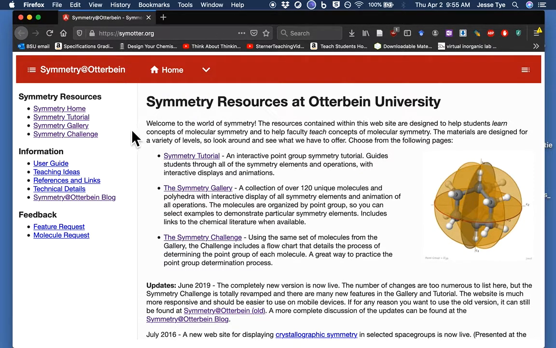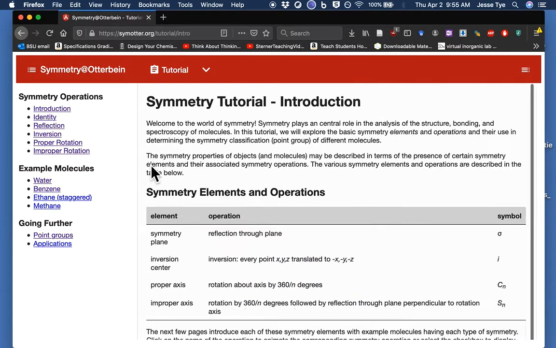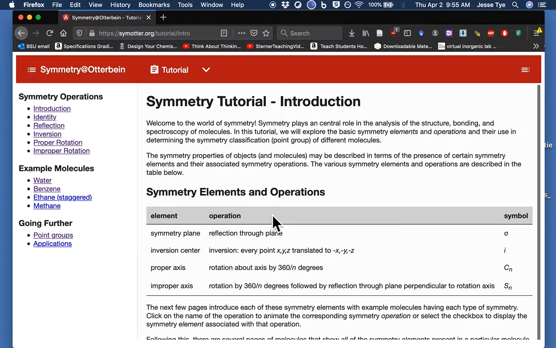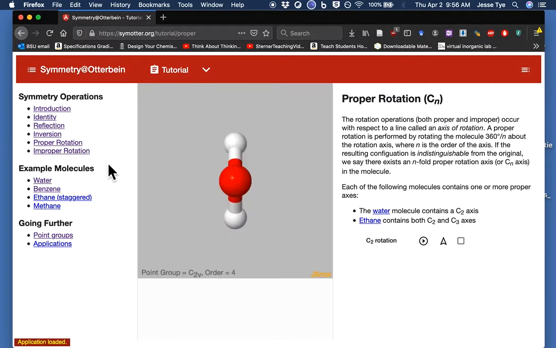I'll start on this side. I'll start here with the symmetry tutorial, and we'll go through and look at some examples of each one of the symmetry elements and symmetry operations. A lot of people start with identity. For me, I think the easiest one to start talking about is the proper rotation, because that's something that we can actually do to a physical object.